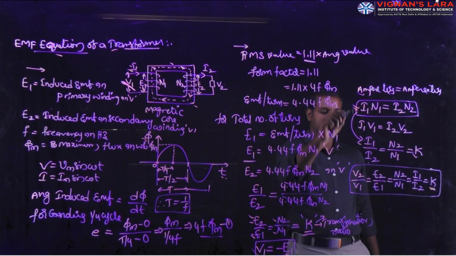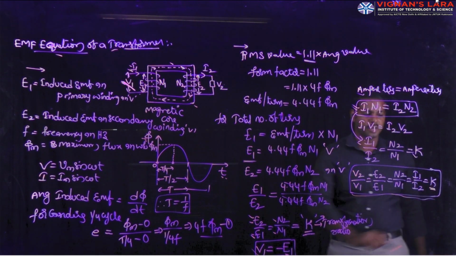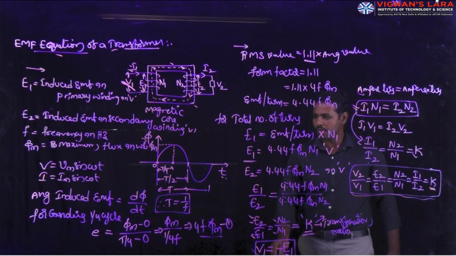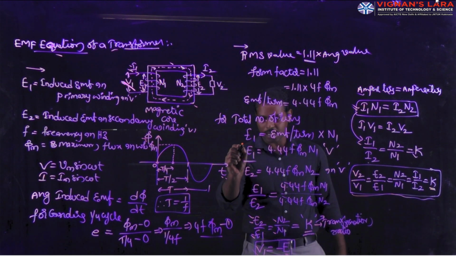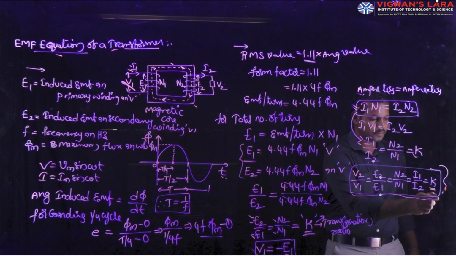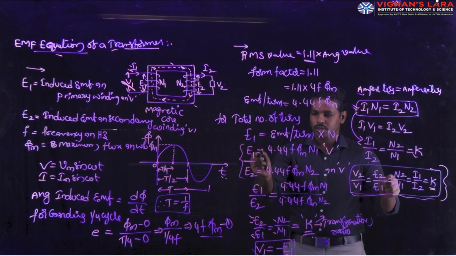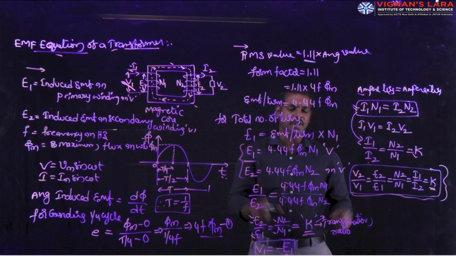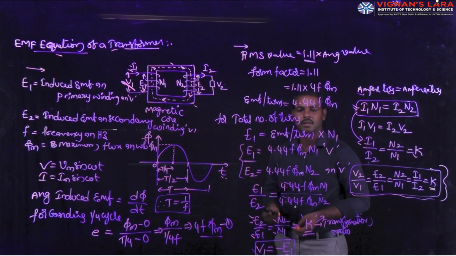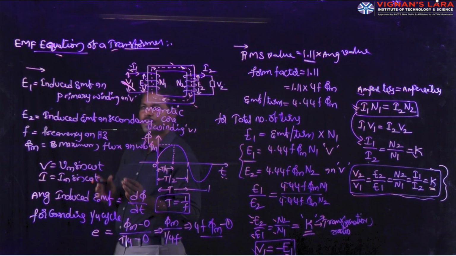Based on these relations, we can easily solve problems. One is the EMF equation of a transformer, E1 and E2. Another one is the transformation ratio. With these three equations, we can easily solve a large number of problems. So this is the EMF equation of a transformer.